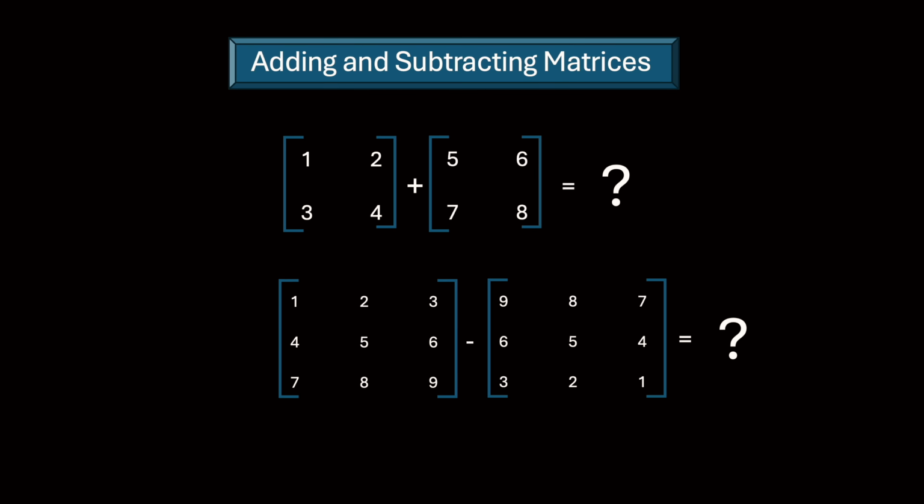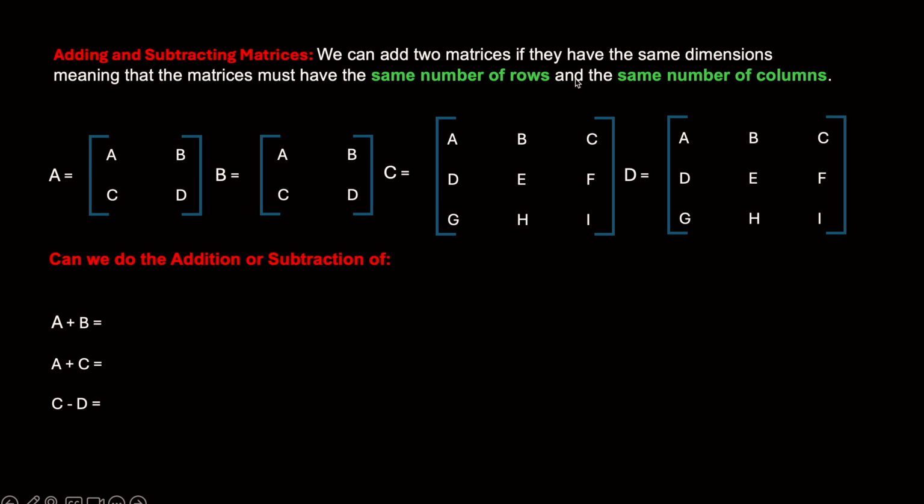In this lesson, we'll talk about adding and subtracting matrices. We can add two matrices if they have the same dimensions, meaning that the matrices must have the same number of rows and the same number of columns.